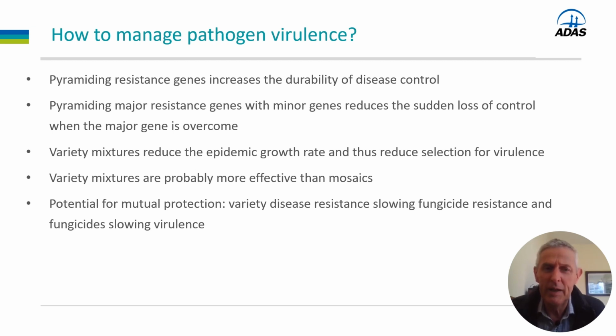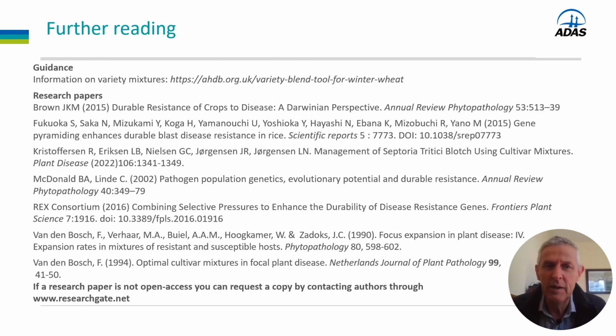Variety mixtures or blends can reduce the epidemic growth rate, and that has the side benefit of reducing the selection for virulence. And variety mixtures are probably more effective in this regard than sowing different varieties in separate fields. And we also have some potential for mutual protection with variety disease resistance slowing fungicide resistance and fungicides slowing virulence. And if you'd like to know more on this subject, there's plenty of literature and guidance to look at.